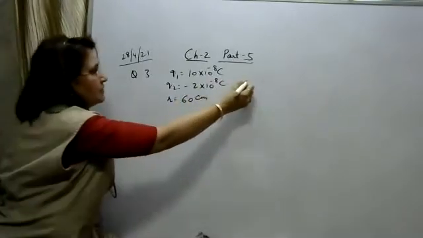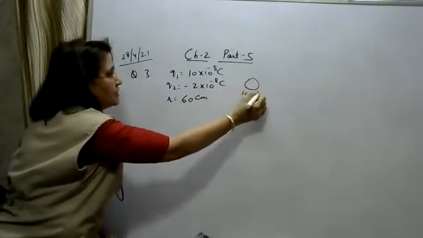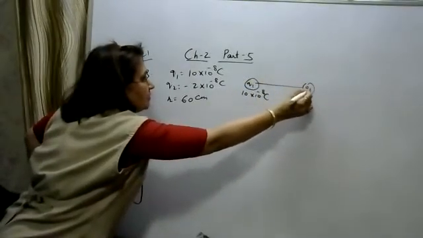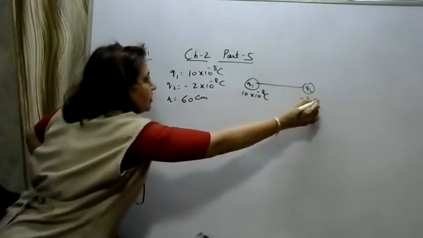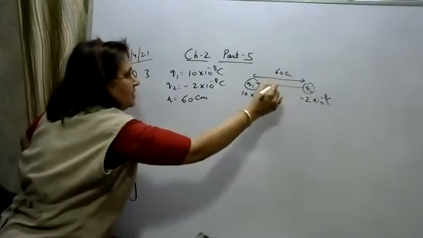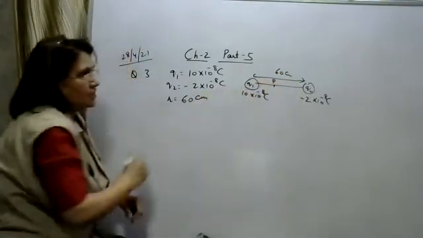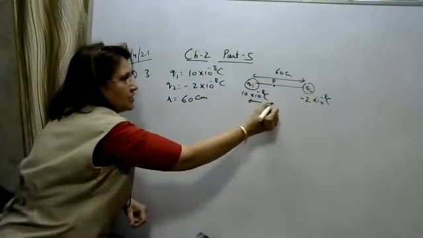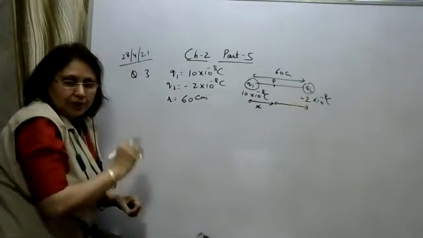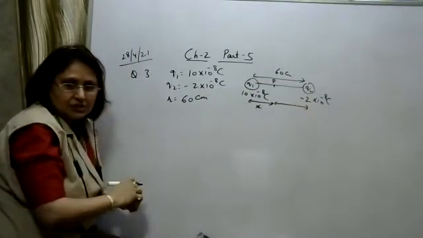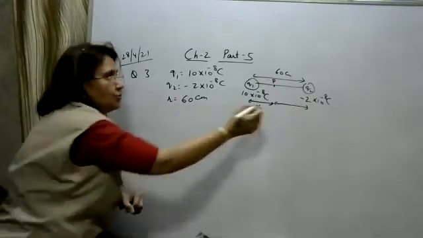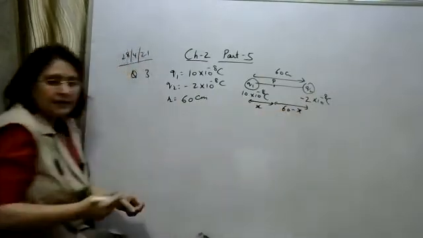Here, Q1 is given as 10 into 10 raised to the power minus 8 coulomb. Q2 is given as minus 2 into 10 raised to the power minus 8 coulomb, and they are separated by 60 centimeters. At what distance from the first charge is the potential 0? Let this distance be x. At point P, let us assume that the electric potential is 0. So from the first charge Q1 it is at distance x. From Q2, what will be this distance? 60 minus x centimeters.